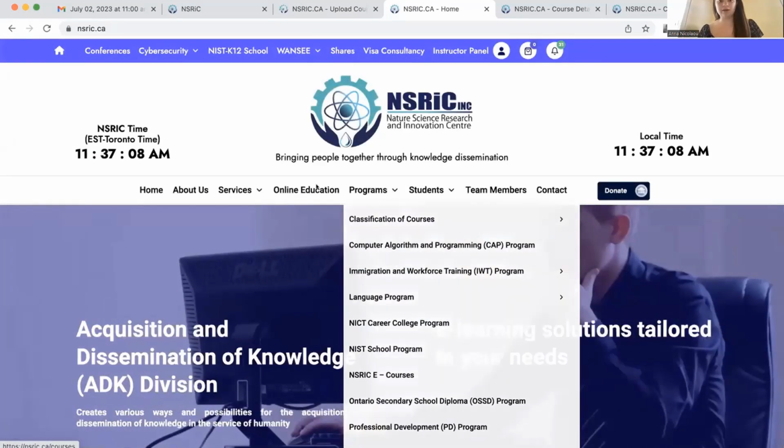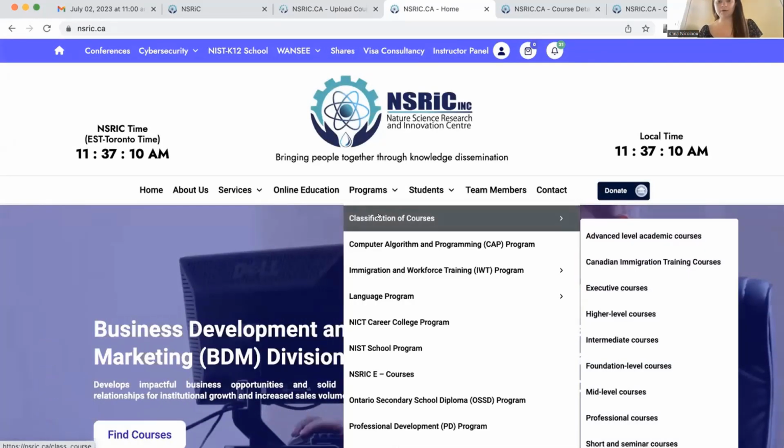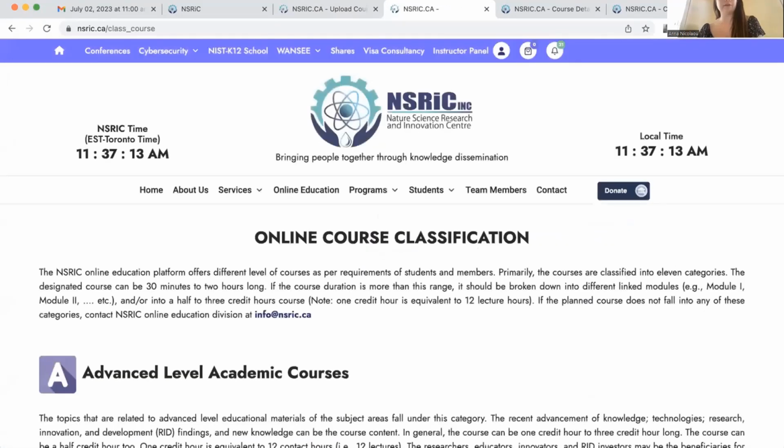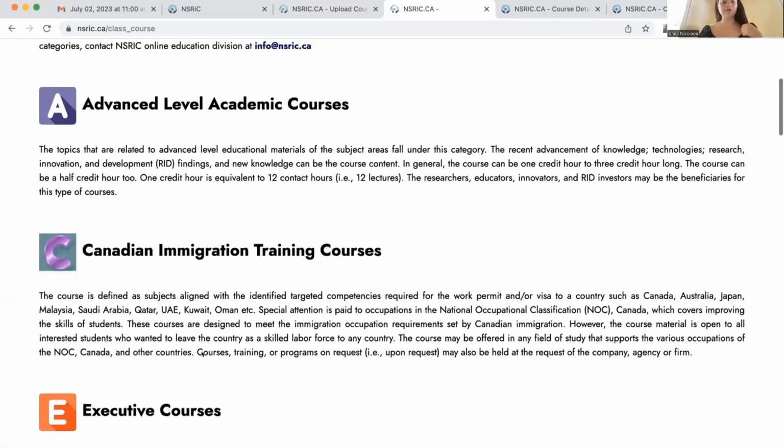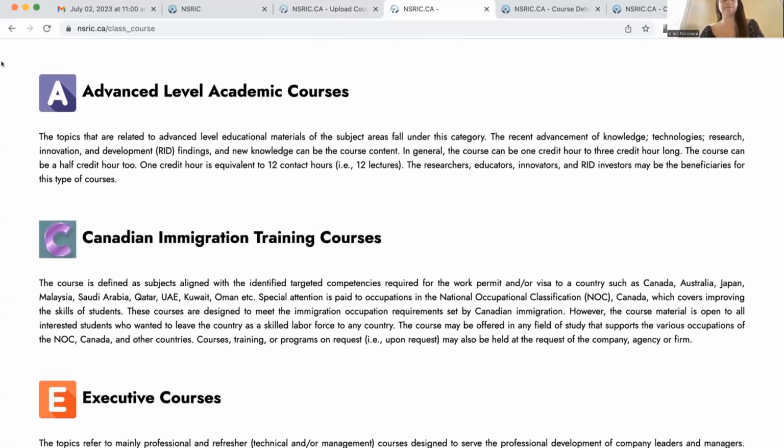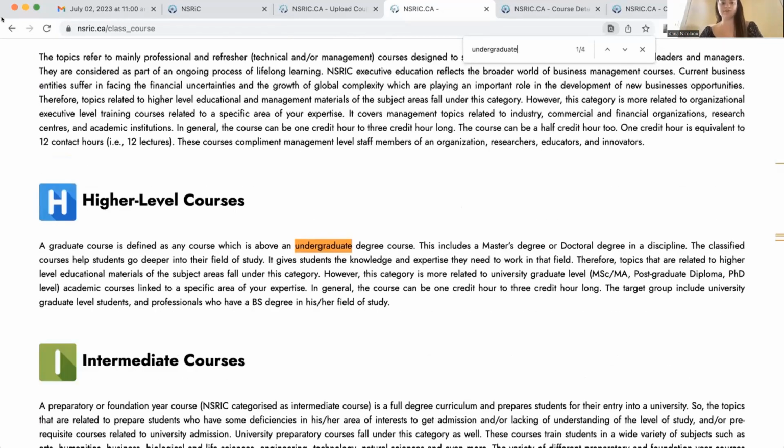And we can click on our programs and then classification of courses. So click on that. And then it'll tell you about all of them. So if you're not sure how to classify your course properly, I would just read the description of all of these and see which one it fits into, or you can even just search and paste as well. So for example, let's say I'm doing a post-secondary undergraduate level course. I could type in undergraduate or bachelor's, and it brought me to higher level courses.